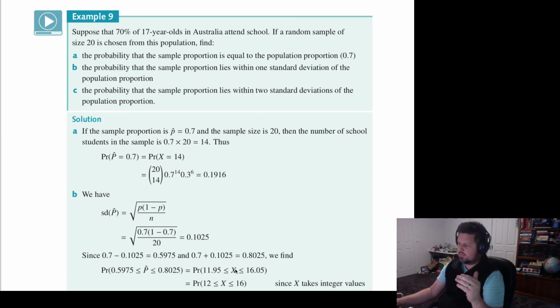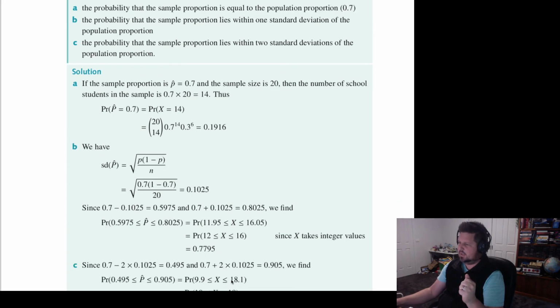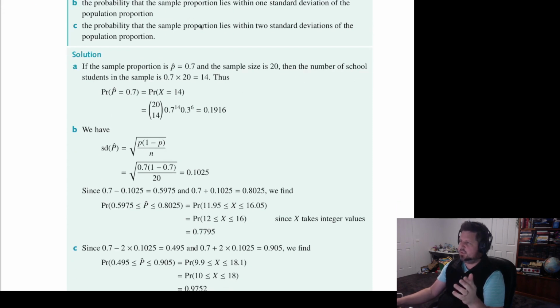Because the sample size was 20, we need to multiply each of these by 20. That's 11.95, and this here is multiplied by 20 as well. Because these take on integer values, you can't have these decimals, so that's basically 12 and that's basically 16. Again, we can run that calculation and we get 0.7795. Last but not least, it says find the probability that the sample proportion lies within 2 standard deviations of the population proportion.